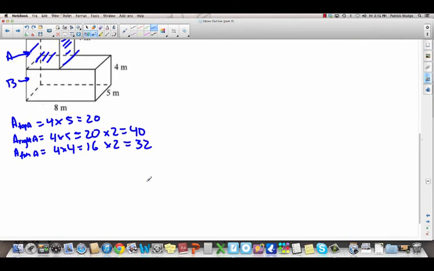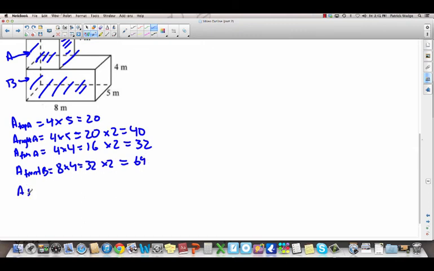Let's move on to B. For B, let's do the front of B first. Front of B. So that's this area here. How much is that? That's 8 times 4, which is 32. How many of those are there? 2, because there's also the back.